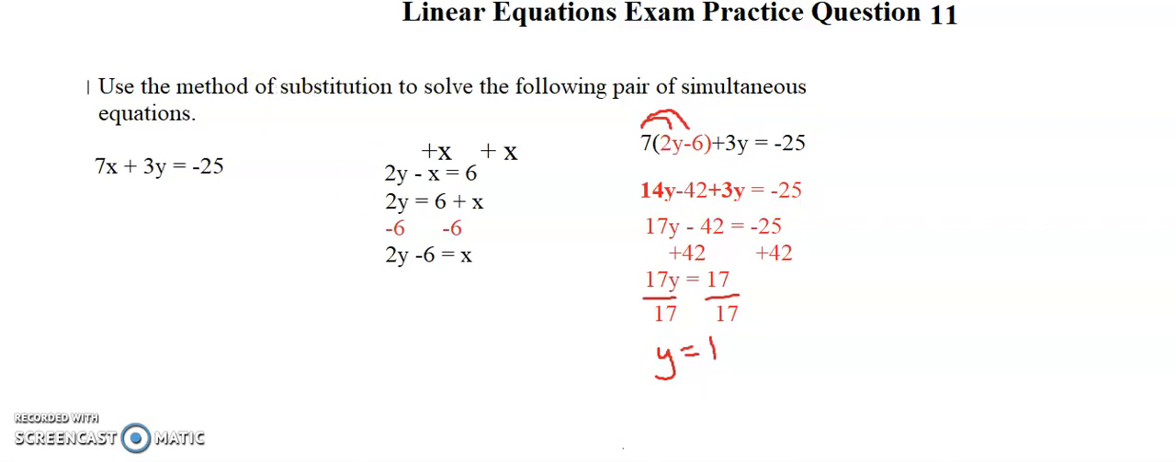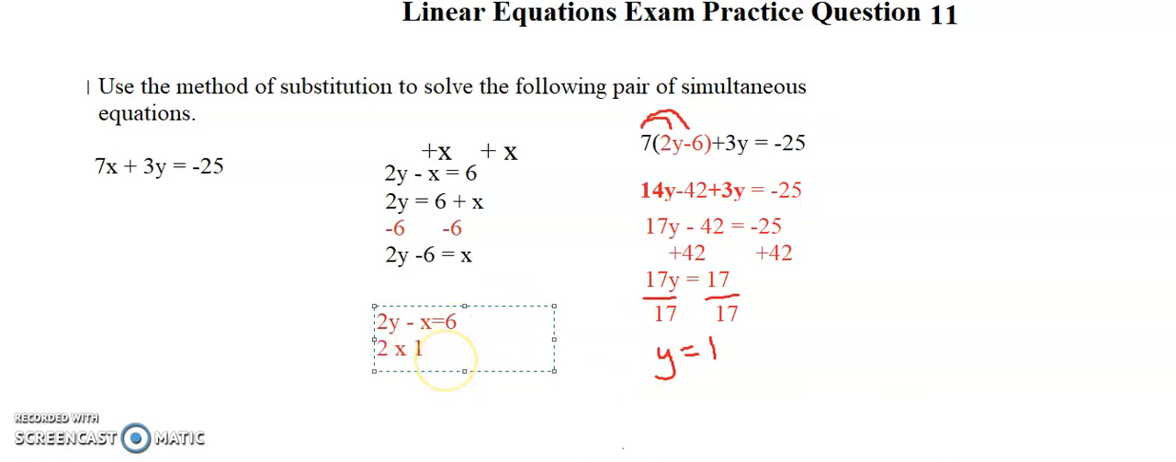Now I know what y needs to be. I can put it into any of my two equations and work out what my x will be. So I'm going to use the equation 2y minus x is equal to 6. If I use this equation, I know that my y must be 1.